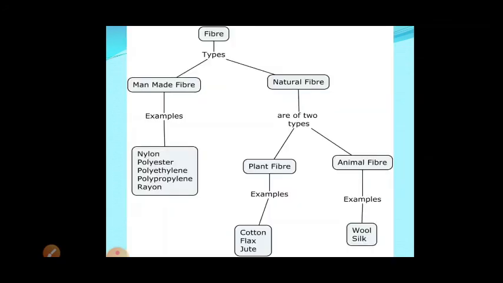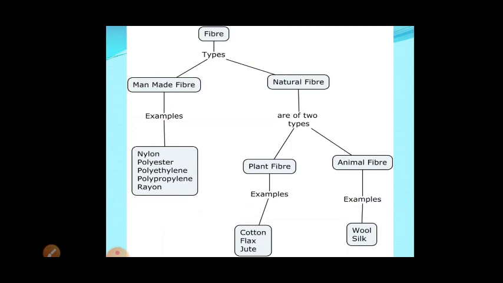Okay. Now, in nature we can get different types of fiber. Also, chemically we can produce artificial fiber. So based on that there are two types of fiber. One is man-made fiber, another one is natural fiber. Man-made fibers, as you already know, are nylon, polyester, polythene, polypropylene, then rayon, acrylics. These are all artificial fibers.